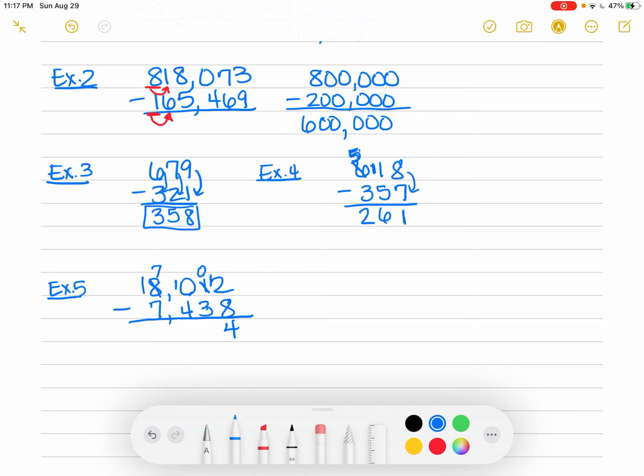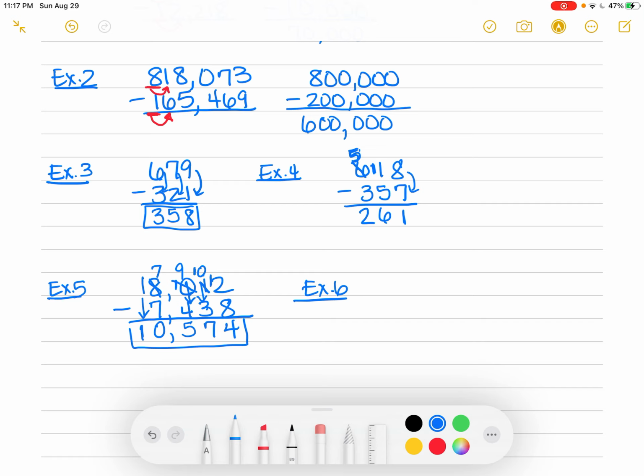So now I can borrow from that 10. That makes it a 9. And now this one becomes 10. So now I have 10 minus 3 is 7. 9 minus 4 is 5. 7 minus 7 is 0. And then this 1 just comes down, right? Because I didn't need to borrow there. So my answer was 10,574.